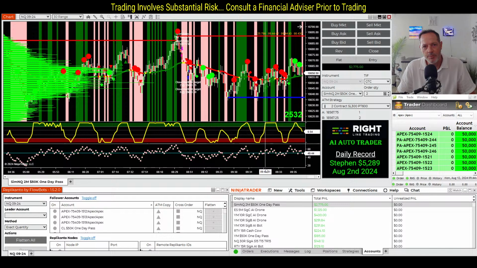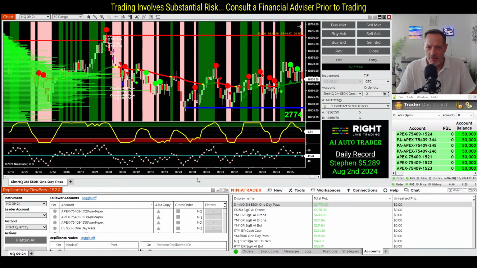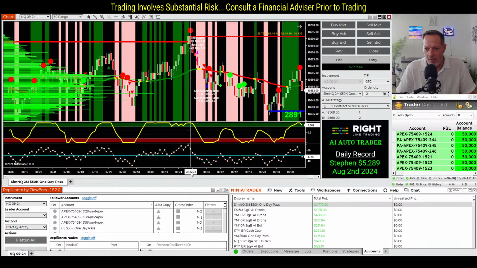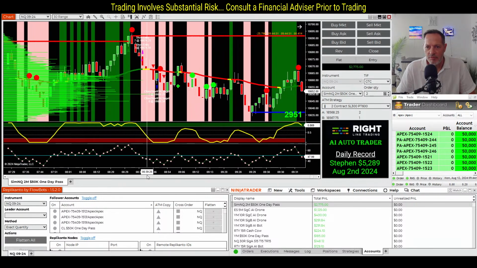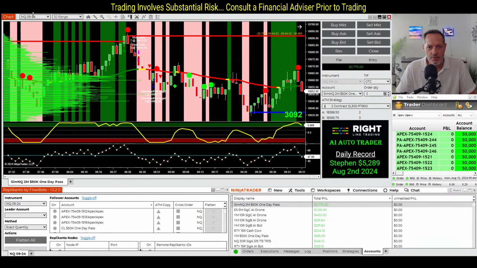Again, these are fully automated strategies. This one woke up at 8:30 this morning, and the market took a nice nosedive. Again, this is the NQ. I run a 30 range chart.